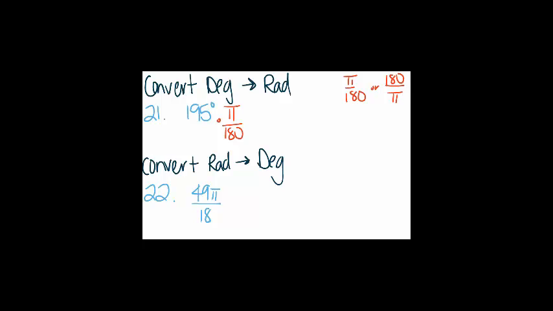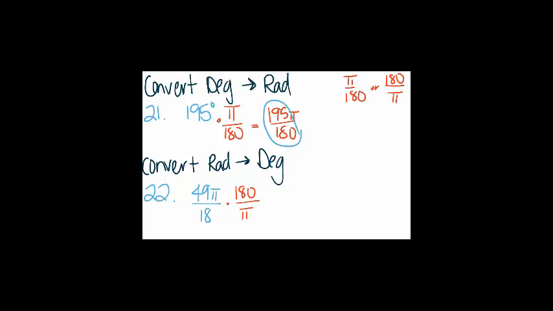22, I'm trying to get rid of radians and put it into degrees, so I'm going to move the pi to the bottom, because then I'm going to get the pi's to divide out. There's going to be one on top and one on bottom. So let's see. If I multiply 21 by pi over 180, then I get 195 pi over 180. But I'm going to simplify the fraction on my unit.